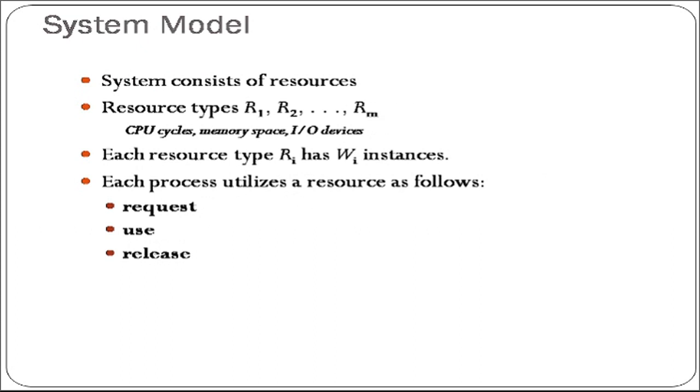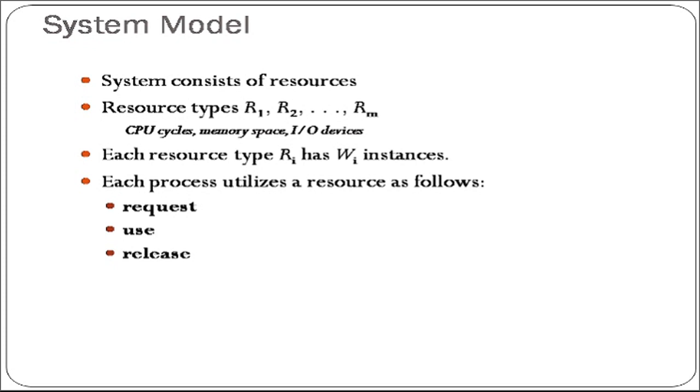Now the system model for the deadlock. The system consists of resources and processes. The resource set is represented by n resources R1 to Rn, and examples of resources are CPU cycles, memory spaces, and I/O devices. Each resource type Ri has Wi instances. Consider there are 10 printers, then printer is a resource type, and there are 10 instances of the resource printer. If we consider the next example of two scanners, then scanner is a resource type and there are two instances of resource type scanner.